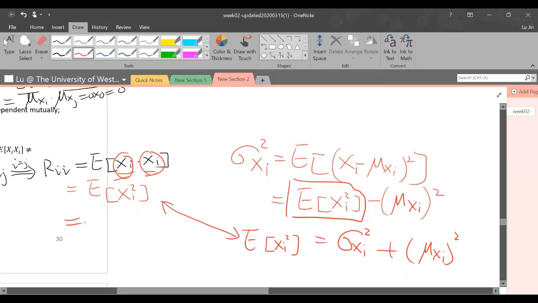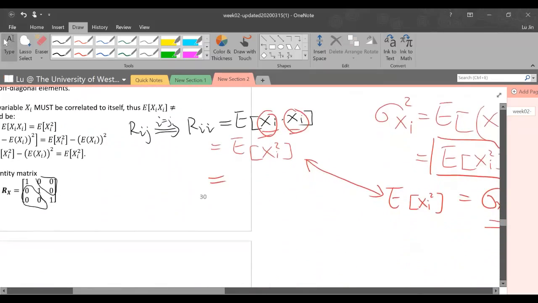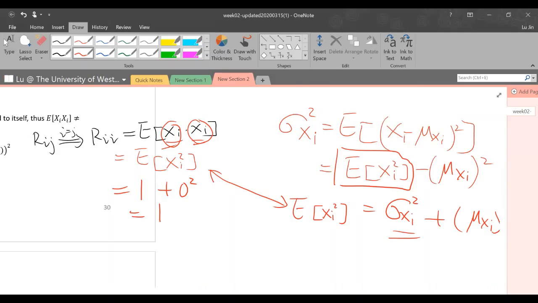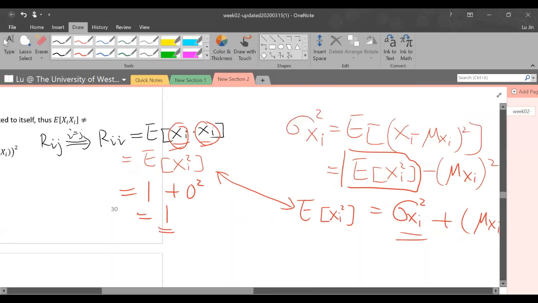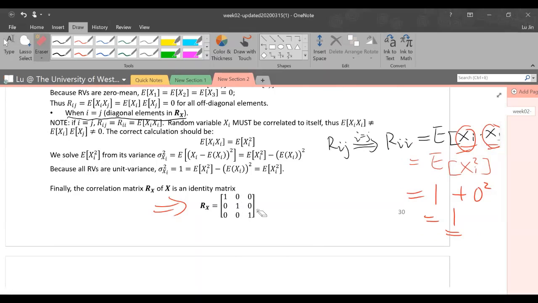So this is equal to, for this particular example, the variance are all unit, so which are ones for all the random variables. And the means are zeros. So this is equal to 1 plus 0 square, which gave you 1. So by this calculation, we know the elements along the diagonal direction are all ones in this example. Then we solved this question. Okay, it's done. So very simple example, but I want you to temporarily memorize this result, because when we discuss the next topic, this result will be reused.